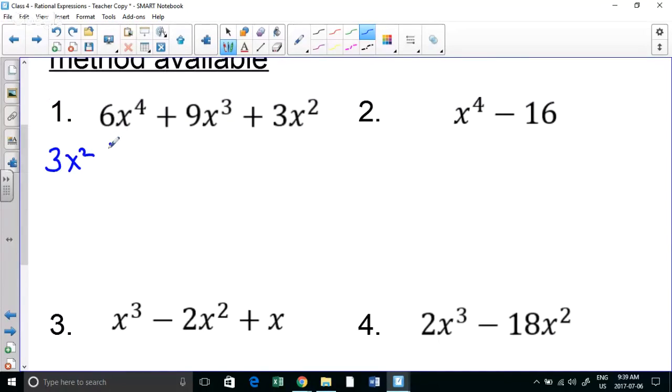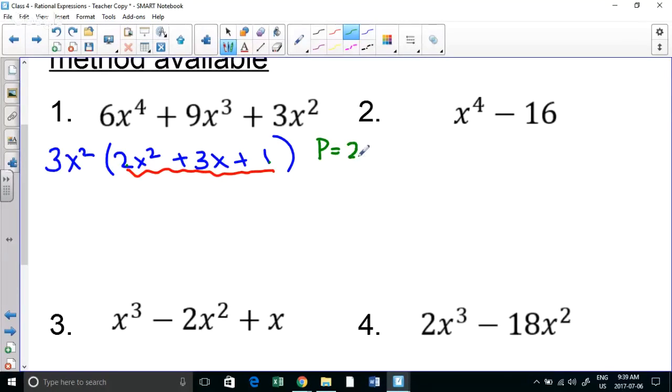So I can remove a 3x squared. Here I'm left with 2x squared plus 3x plus 1. Now I have the tool in my toolkit that says, well, this is a trinomial. I should be trying to product sum that. So I have a product of 1 times 2, which is 2. I have factors of 1 and 2. My product's positive, my sum is positive, everything's positive. This is what I'm going to work with.